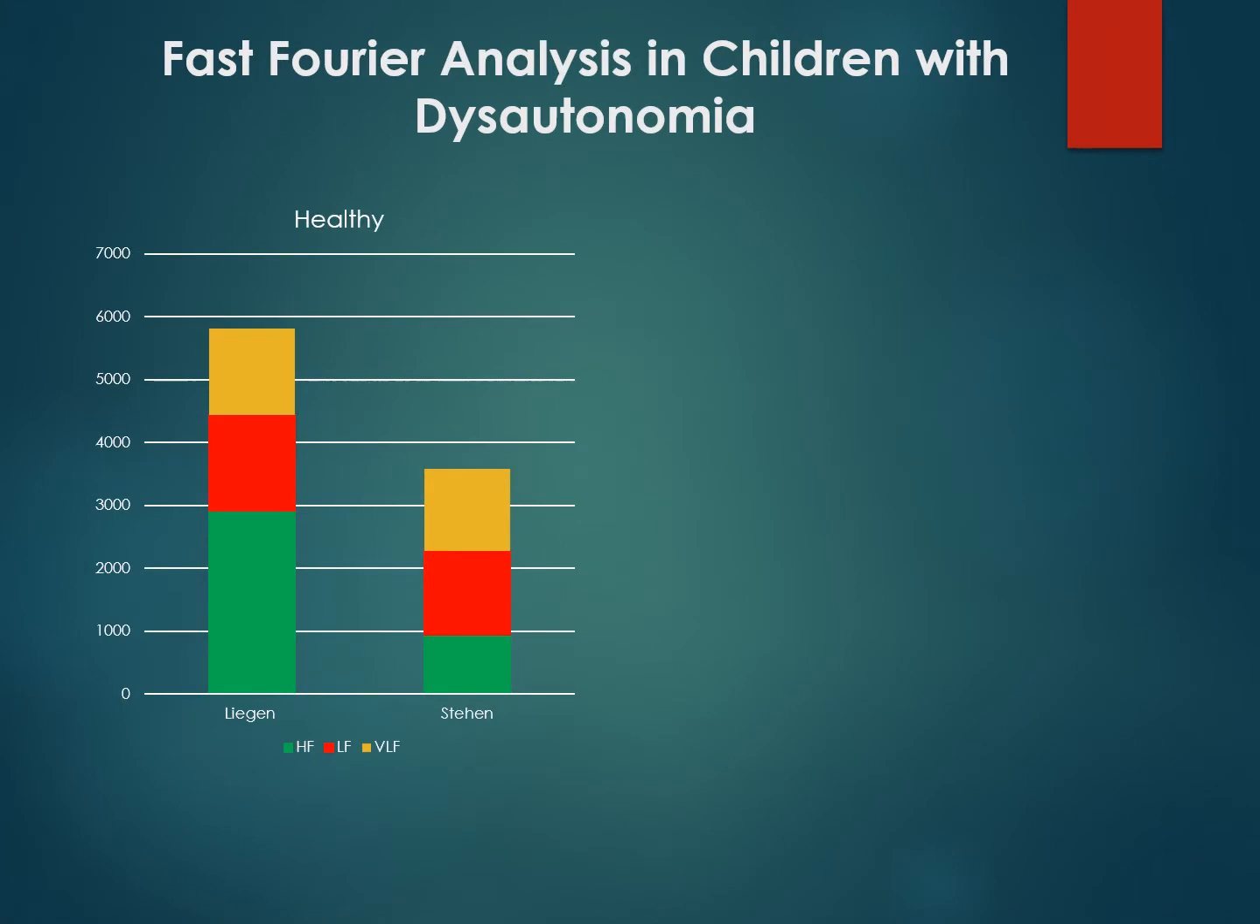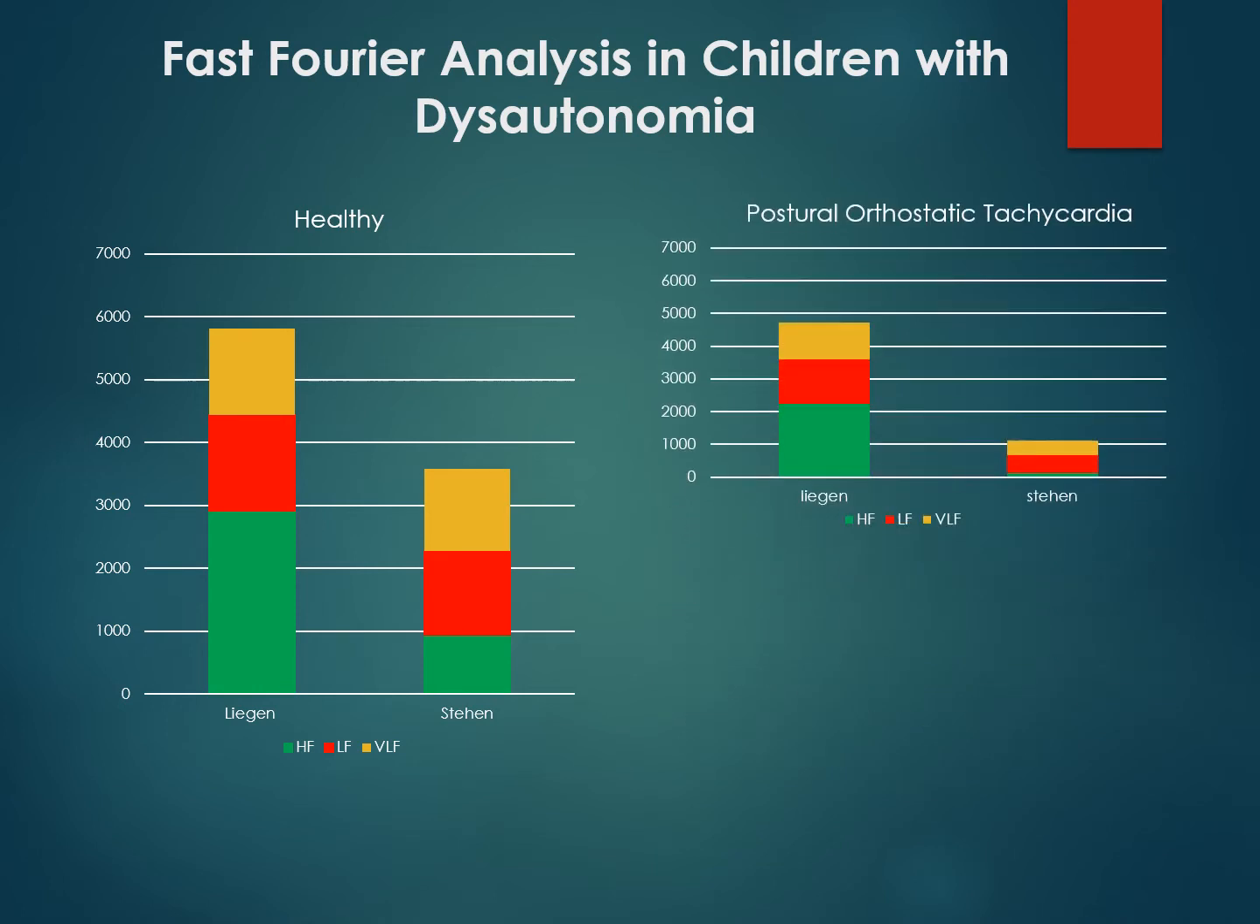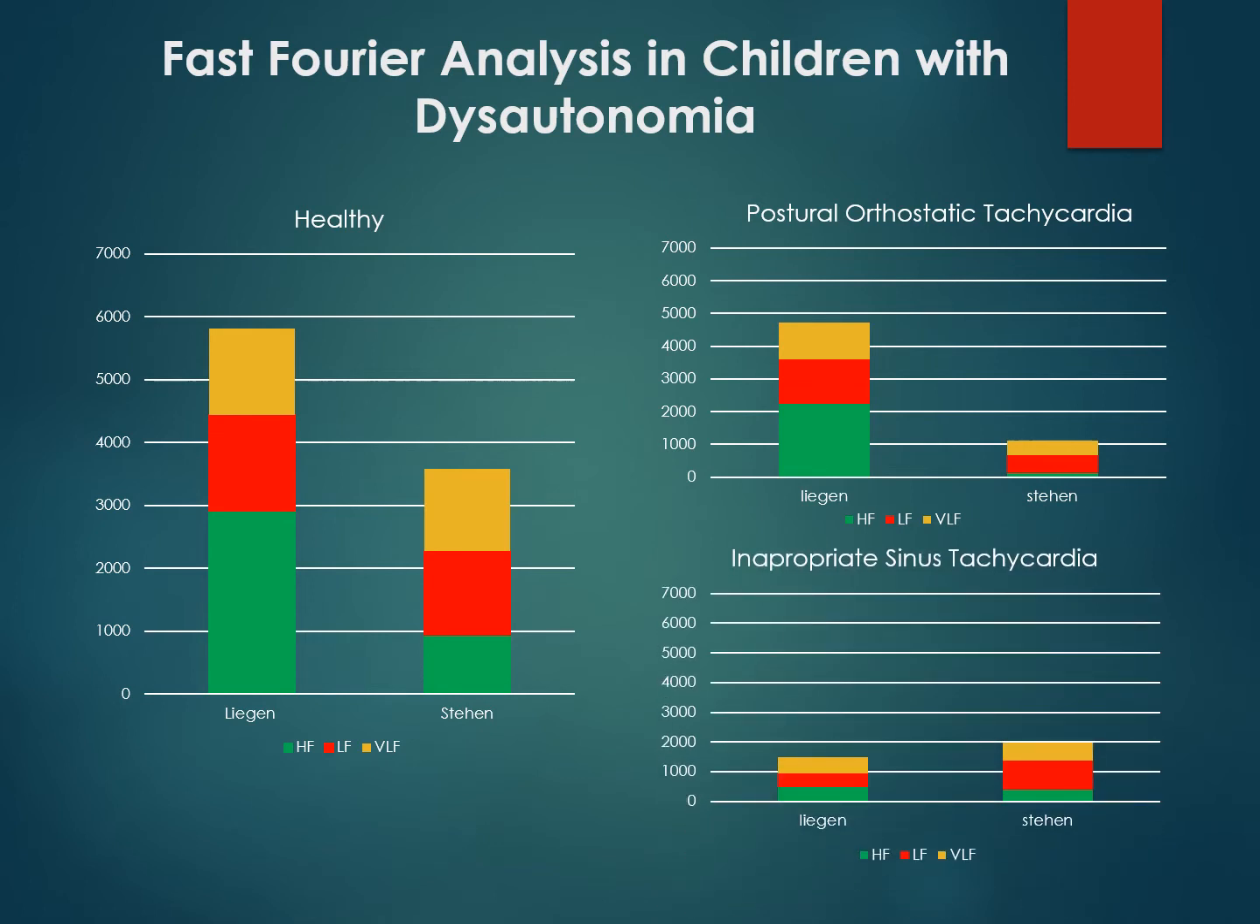The fast Fourier analyzers in the active standing test show clear data compared to healthy infants. These are the high frequency, low frequency, and very low frequency power in healthy children in the lying and standing position. Those children with a postural orthostatic tachycardia show a collapse of the heart rate variability during standing, and those with inappropriate sinus tachycardia show a collapse of heart rate variability during standing as well as during lying.